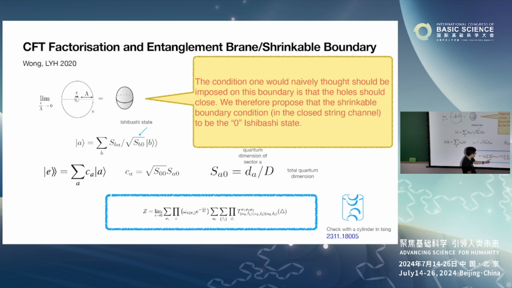And so I will have to sum over primaries, sum over descendants, and sum over all the labels, the conformal label on the holes. And finally, take the limit that the holes go to 0 size. And this should recover for you the path integral on a smooth surface. So I've cut the surface into triangles.